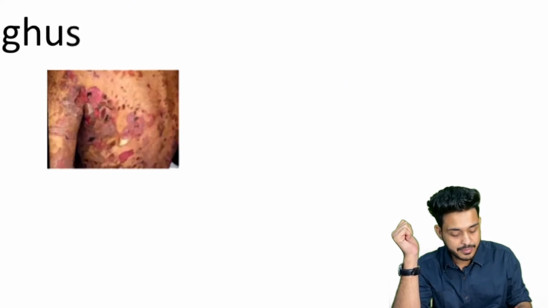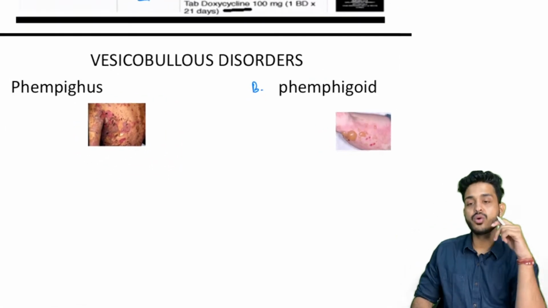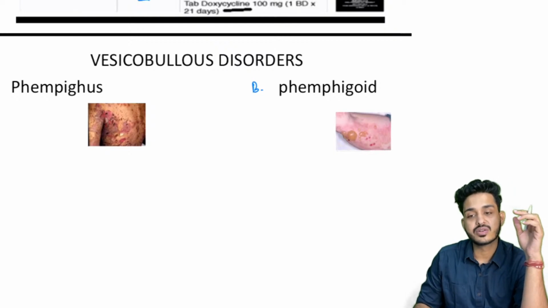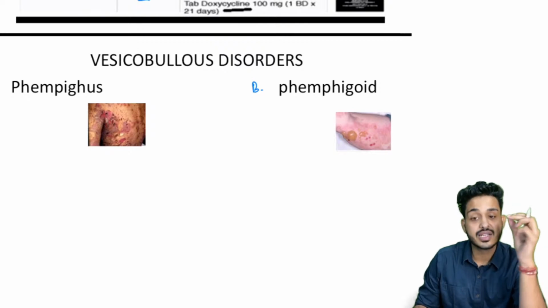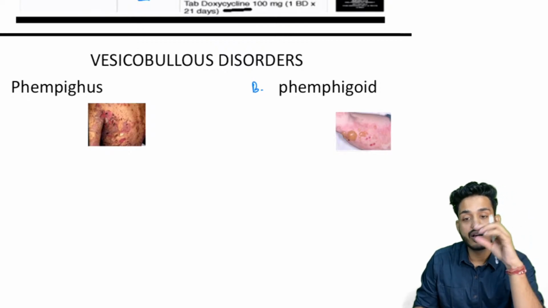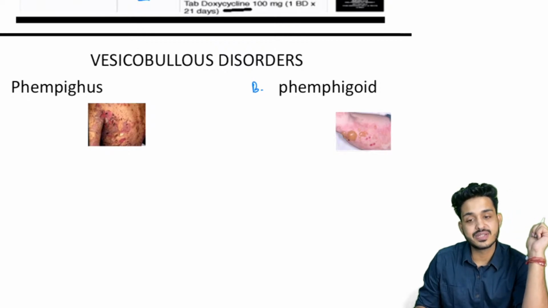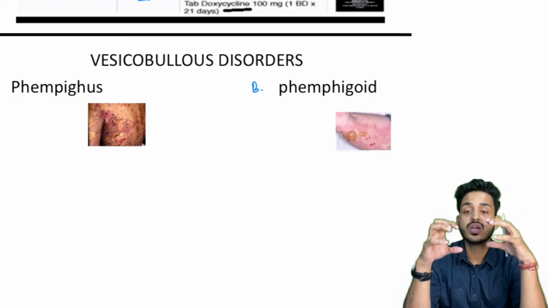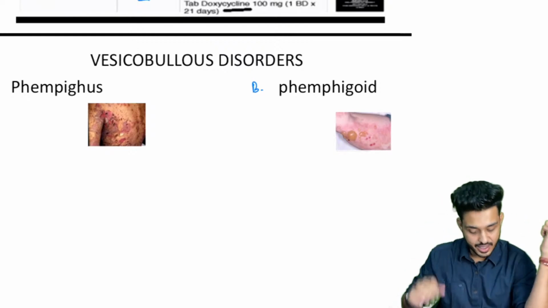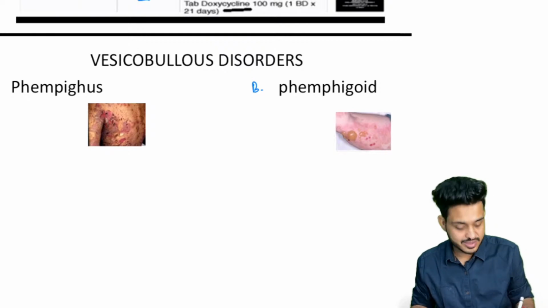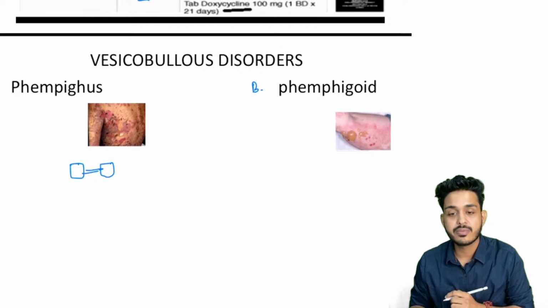So what will happen, what kind of lesions you will see? Let's look here. In vesicobullous disorders, we will be studying about the pemphigus. In pemphigus, there will be damage in the epidermis. Where will the problem be in pemphigus? Damage will be in the epidermis because two keratinocytes are bound together with the help of desmosomes in the epidermis.